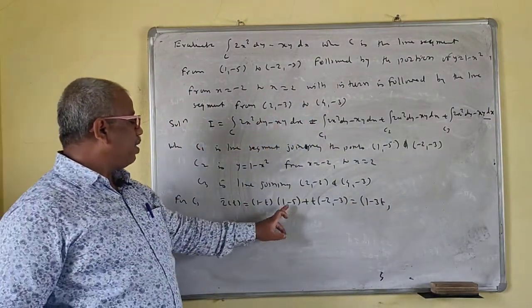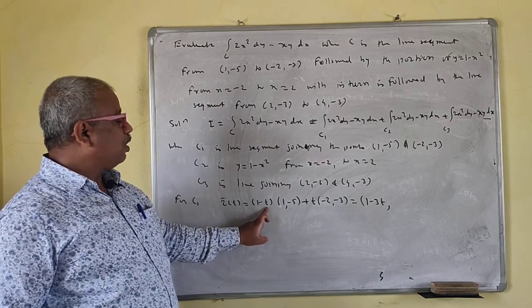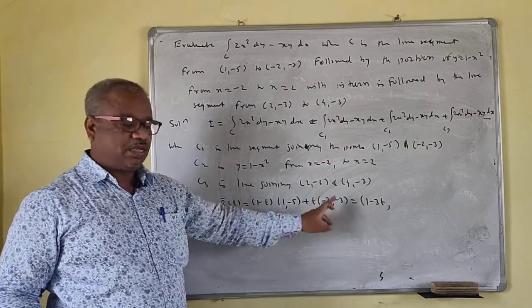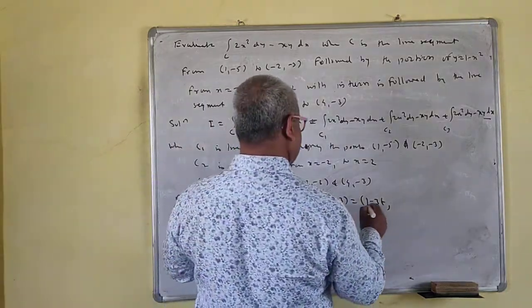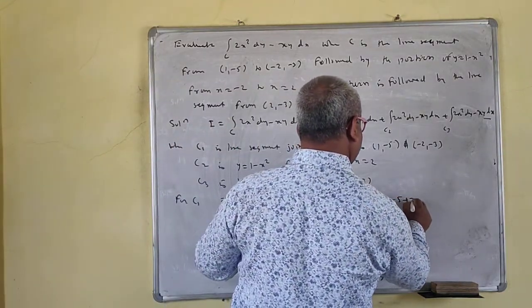Then you have to multiply by minus 5. So this is minus 5 plus 5t, and this is minus 3. 5t minus 3t is 2t. Okay, 2t. So this is minus 5 plus 2t.